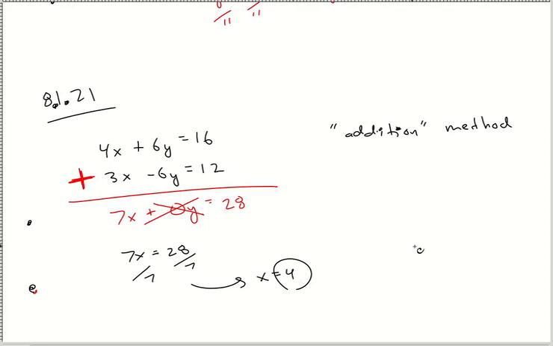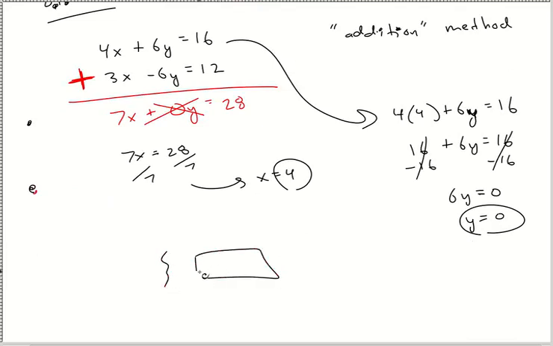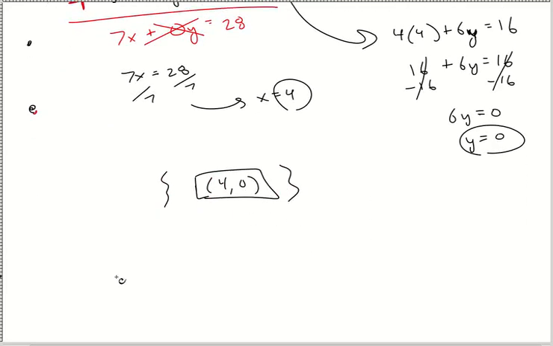That's super fast. I could then take the top or the bottom. Let's just take the top, I guess, and plug that in. So I got 4 times 4 plus 6 times y is equal to 16. So I got 16 plus 6y is equal to 16. Minus 16 on both sides, and we get 6y is equal to 0. The only way to make that happen is if y actually equals 0. That's kind of weird to get, but it still works. My answer then would be 4, 0. Sorry about all that. Super easy there. Okay.